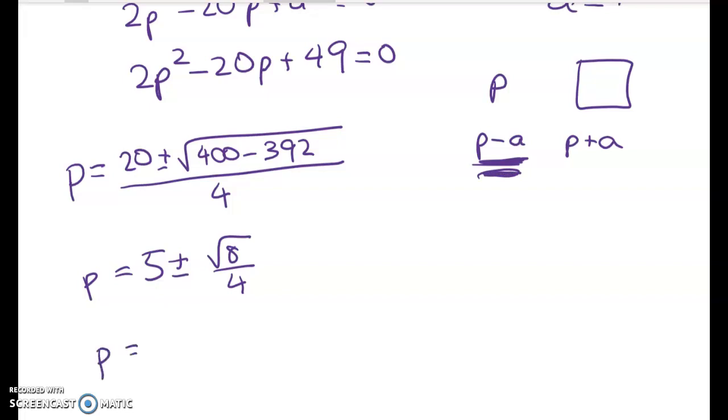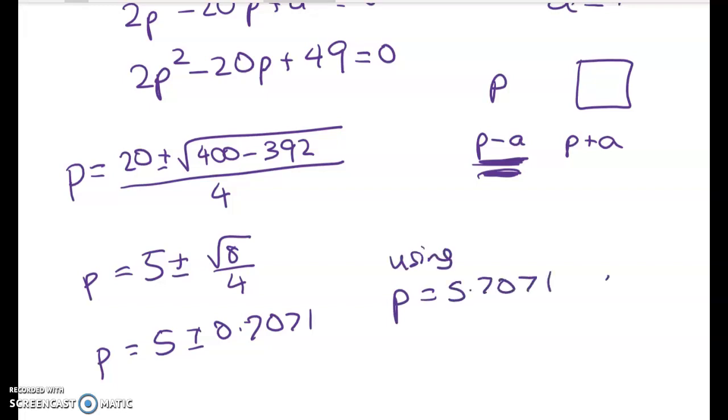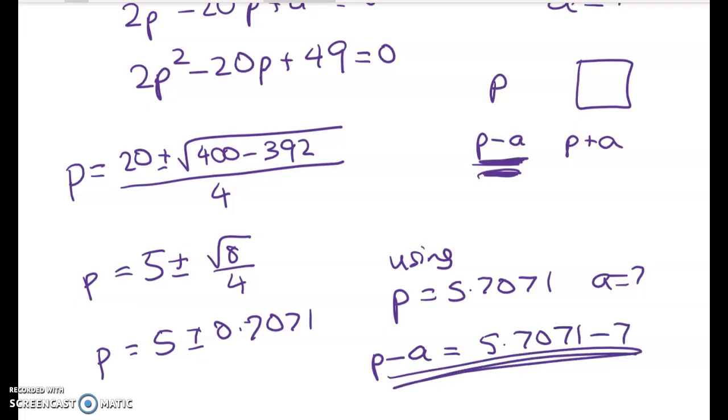But even if we pick the big number for p, so we get 5 plus or minus 0.7071. So using p equals 5.7071 and a is equal to 7, we hit trouble, right? Because p minus a is 5.7071 minus 7. Now, I tell you, if I'd been sitting in that exam and I'd got to that point and figured it out, I would have freaked. I would have thought, oh, I've done something wrong. What's the problem? Well, the problem is this, right?